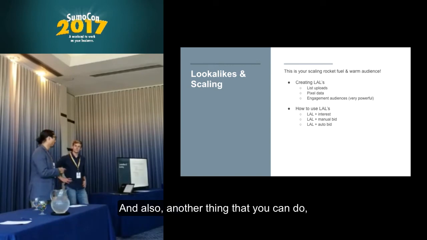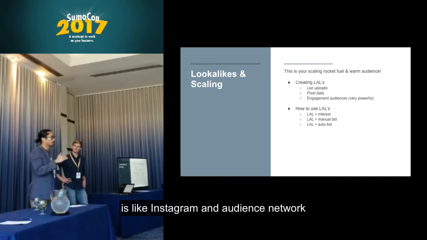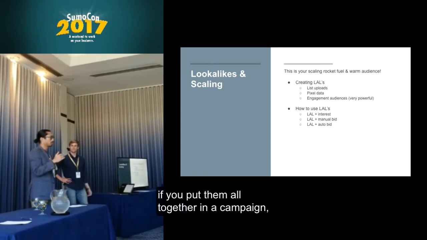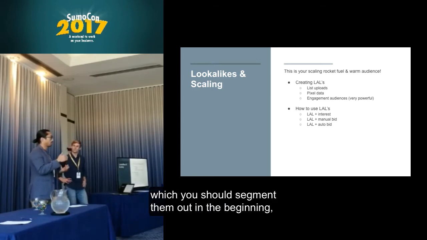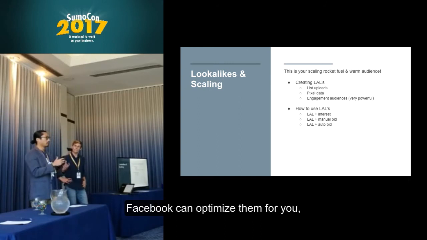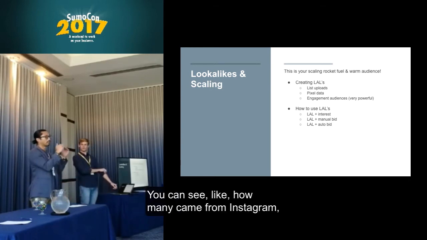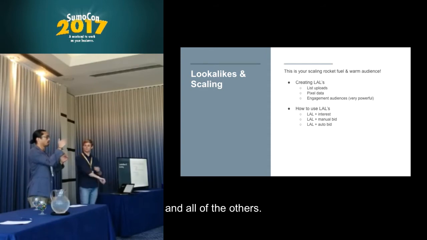And another thing that you can do is, like Instagram and Audience Network, and the future Messenger, WhatsApp, all the other platforms, if you put them all together in a campaign, which you should segment them out in the beginning, but if you put them in together, Facebook can optimize it for you. And then you can see a breakdown. You can see how many came from Instagram, how many came from Messenger, and all of the above.